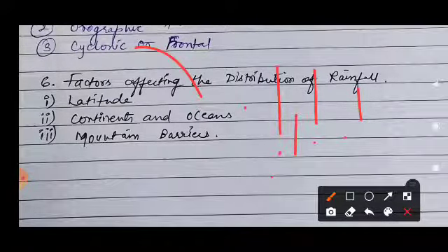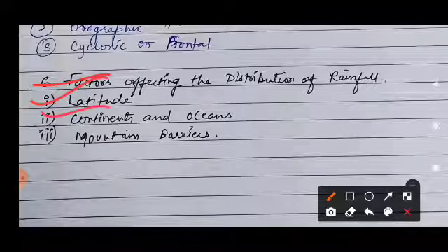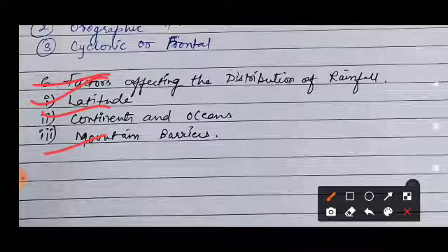Then next one is the factors affecting the distribution of rainfall. What are the factors? Generally there are so many factors, which we already discussed last time: the latitudes, temperature, moisture, atmospheric distribution, differential heating of land and water, air masses movement, cyclonic activity. These are so many, but the main ones are the latitudes, continents and oceans, and mountain barriers.